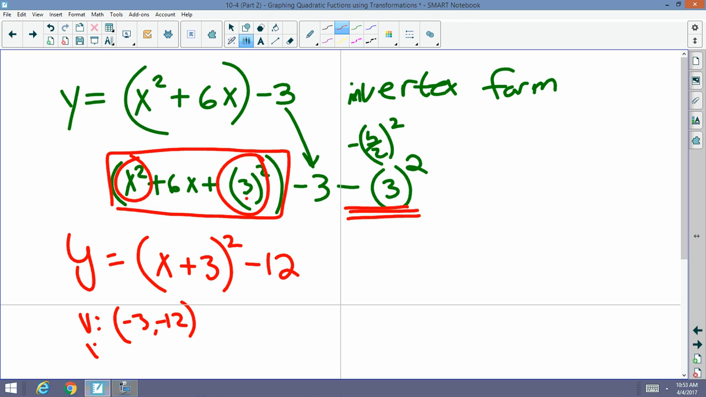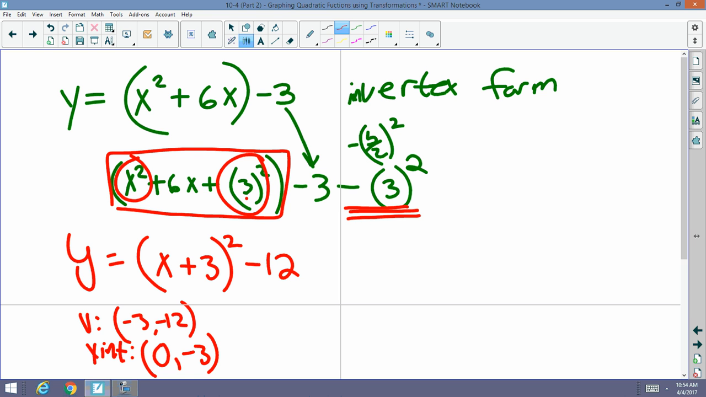What's my y-intercept? It's not negative 12, guys. When x is 0, what's 3 squared? What's 9 minus 12? Negative 3. So, guys, you see you have your vertex, your axis of symmetry. You put your y-intercept, mirror image, you're done. You with me here? Are you sure?